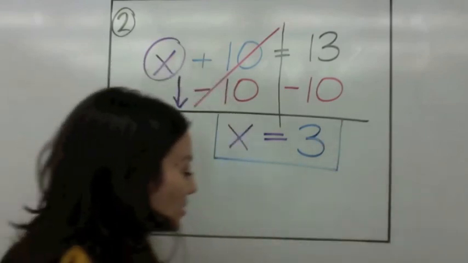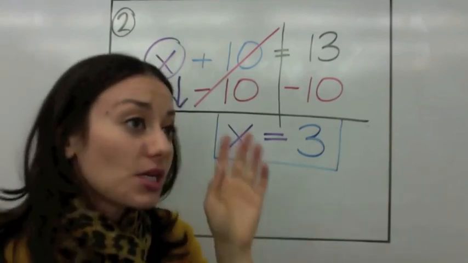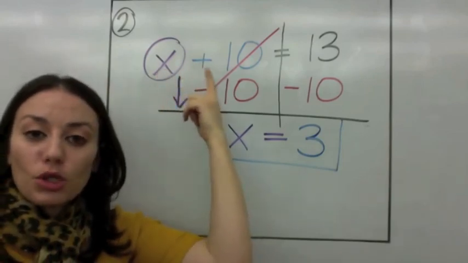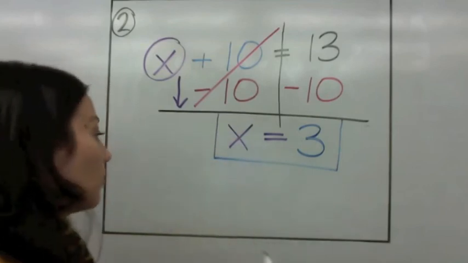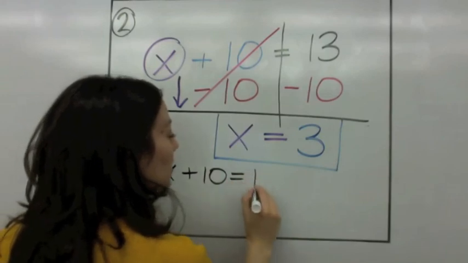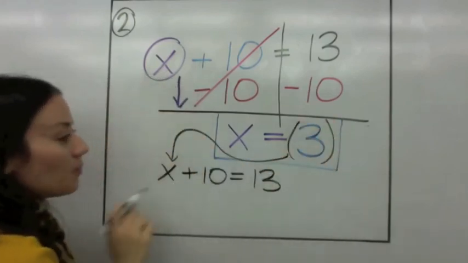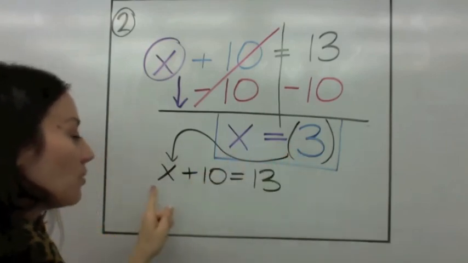Now our last step is to check. Make sure that x does equal 3 by using substitution. Using what? Substitution. So look at the original equation. The equation we started with was x plus 10 equals 13, right? So we say x plus 10 equals 13. Can we substitute 3 in the place of x? Yes, if x is 3, that means you could put 3 in the place of x.